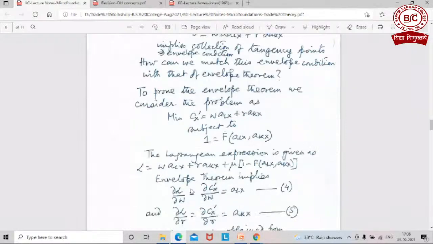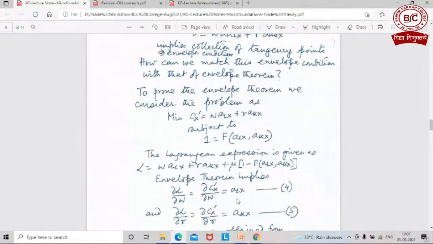This is the envelope result, isn't it? Del L del W, where W is a parameter, del CX dashed instead of CX. Now it's CX dashed because it's a unit isoquant, it's unit cost. So instead of alpha, I call it W. Del CX dash del alpha or del W. You can check, if you carry on this exercise, that del CX dash del W gives you ALX. This is from Shephard's lemma. In fact, you can check that this del L del W is equal to ALX. As these two are the same, this is the envelope condition. Did you get my point?